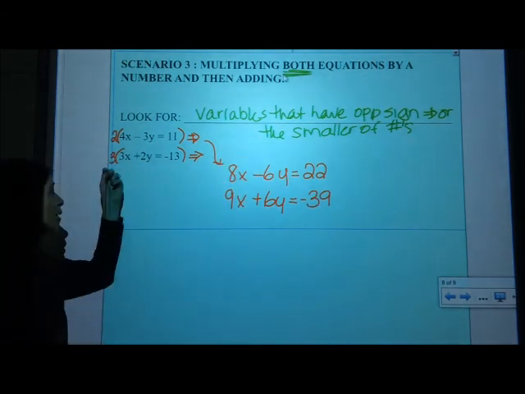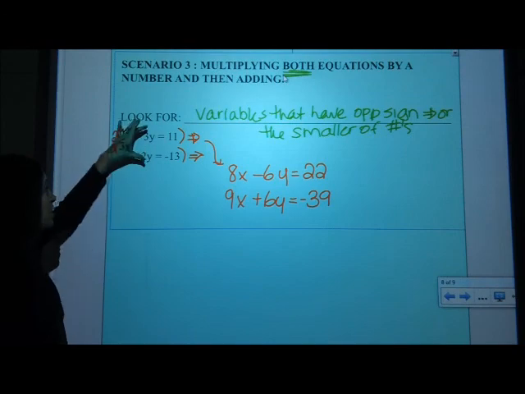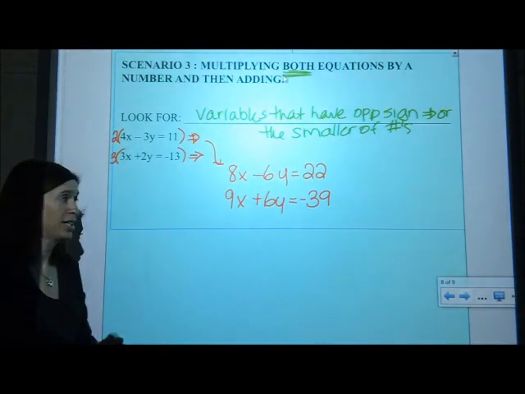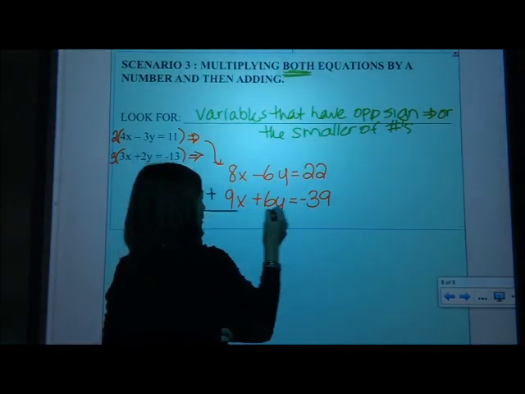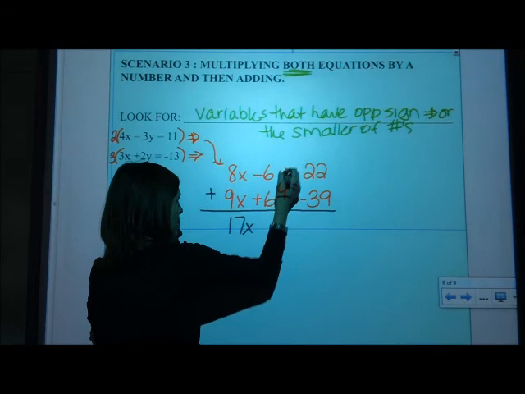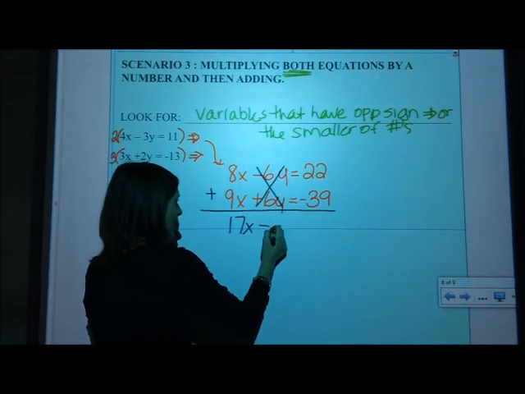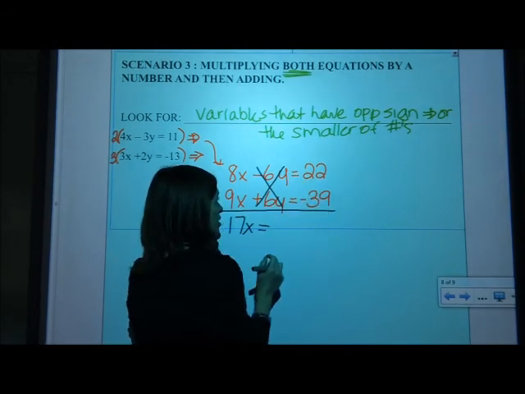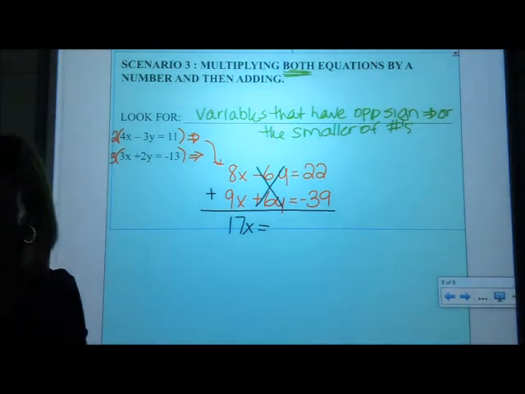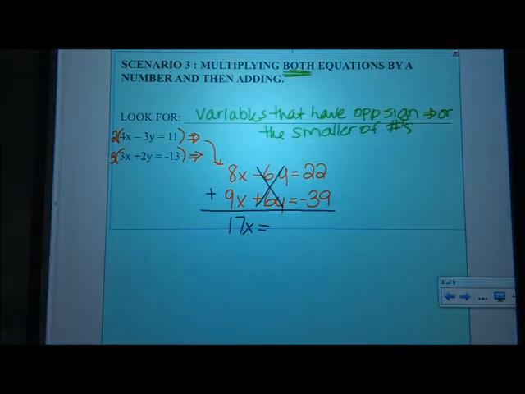Okay, so again, I multiplied both equations by a number so that I could get one variable to be the same coefficient with opposite sign. Now I add them together. So I have 8x plus 9x, which is 17x. These get eliminated, and then we have negative 39 and 22. And remember, different signs subtract, keep the sign of the larger. So don't forget that.